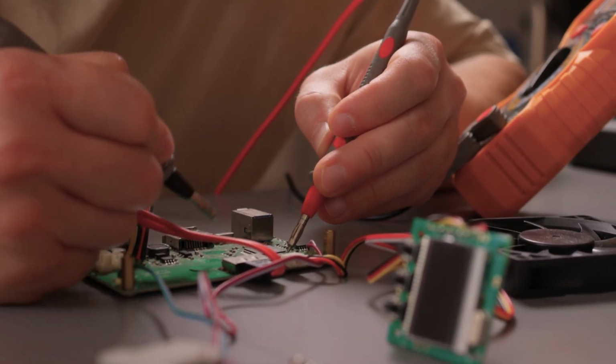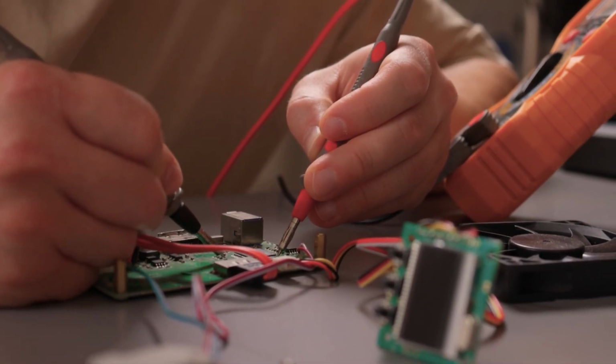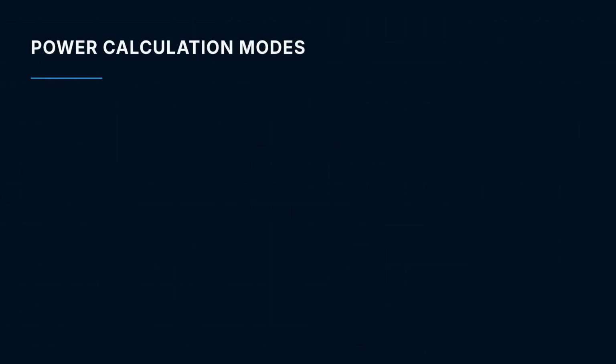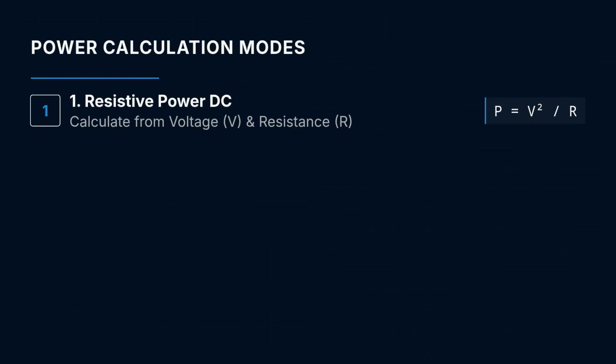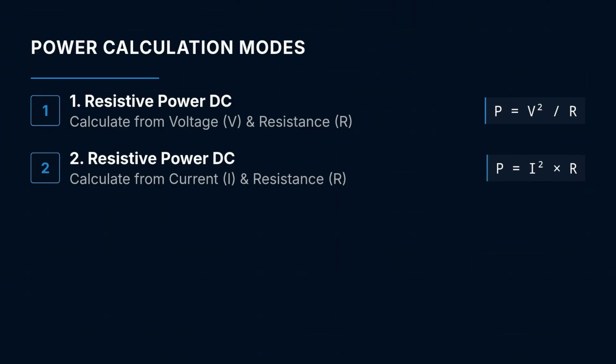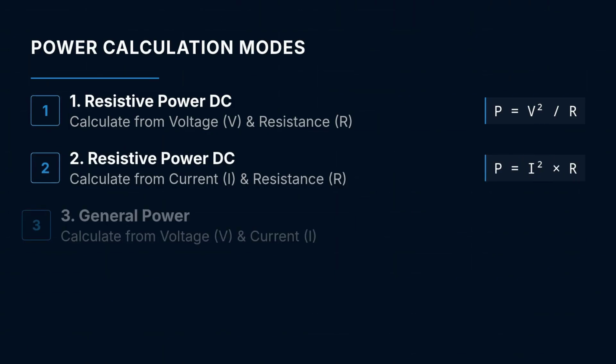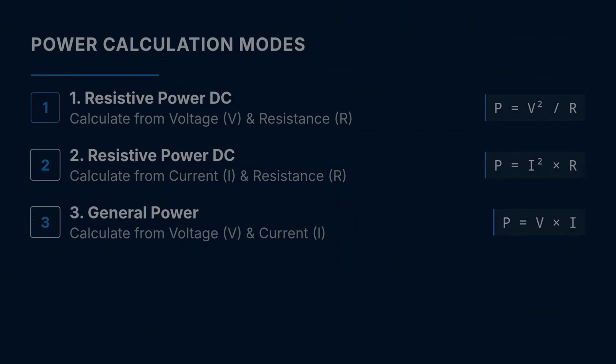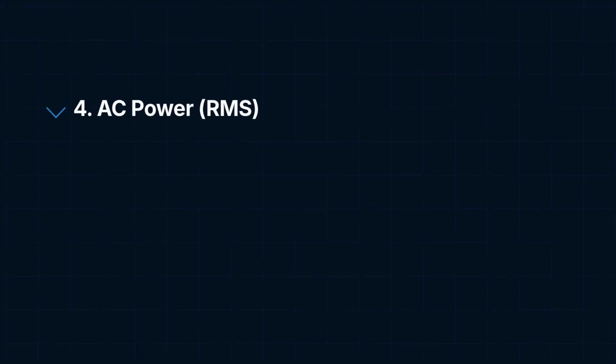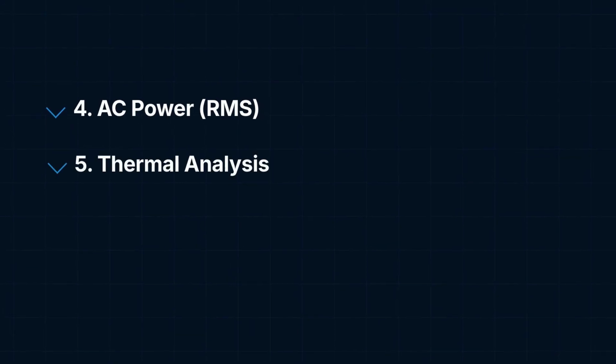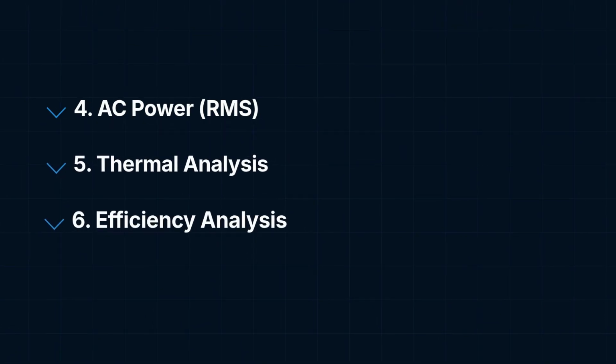The calculator offers 6 calculation modes through a drop-down menu. You can select resistive power DC to calculate P from V and R, resistive power DC to calculate P from I and R, or general power to calculate P from V and I, AC power to calculate real power from RMS values, thermal analysis to calculate temperature rise, or efficiency analysis to calculate power loss.